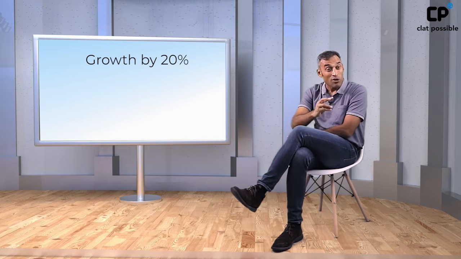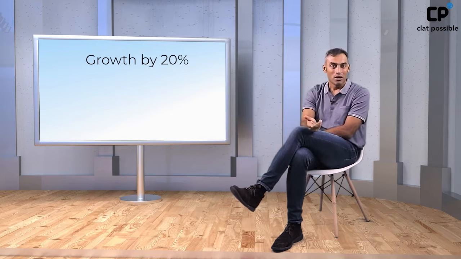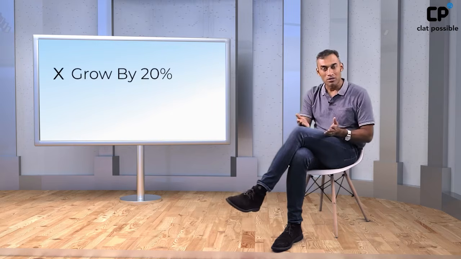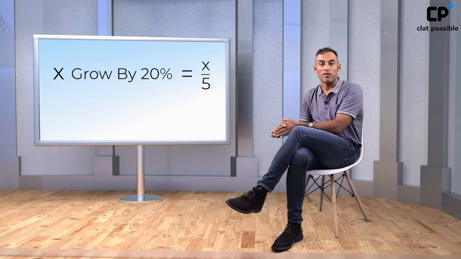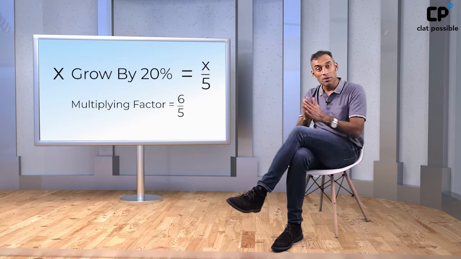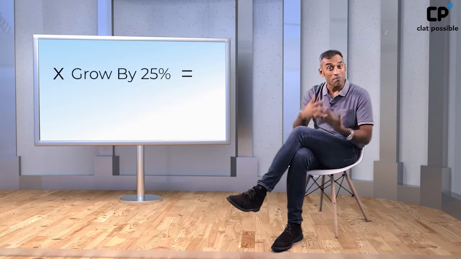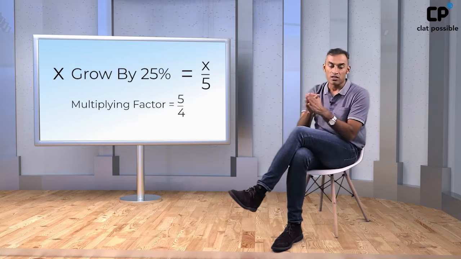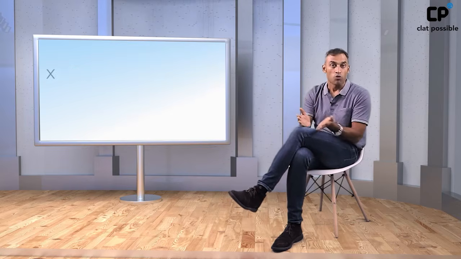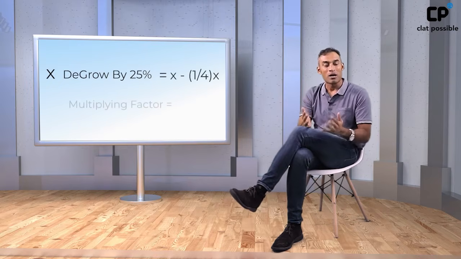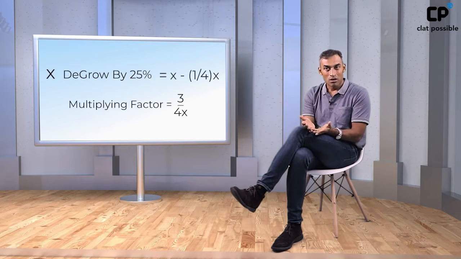When something grows by 20%, a 20% is nothing but a 1/5. So if I am x and I grow by 20%, I'll become x plus x upon 5. So my multiplying factor will become 6/5. Similarly, if something grows by 25%, my multiplying factor will become 5/4, provided there is a growth. If there is a degrowth of 25%, it will be x minus 1/4x, and that becomes 3/4x, right?